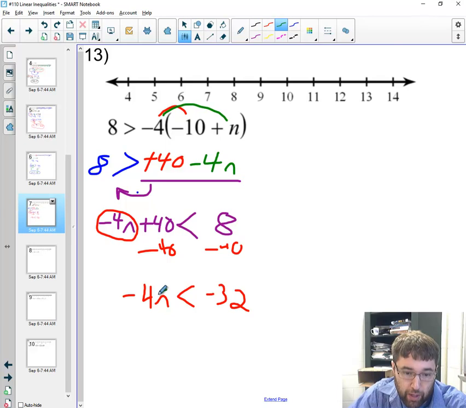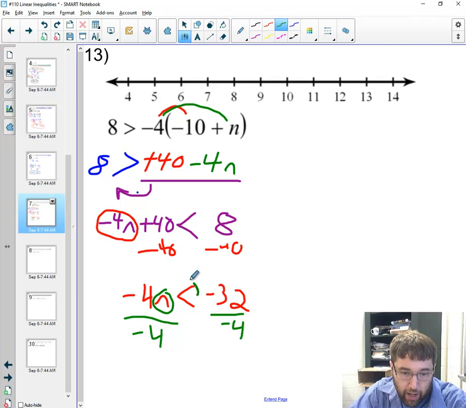I circle the variable, take care of the hater. Divide by negative 4 on both sides. Because I'm dividing by a negative, I like to circle the sign because I want to make it into a greater than sign. So I have n, and a negative makes a positive 8.